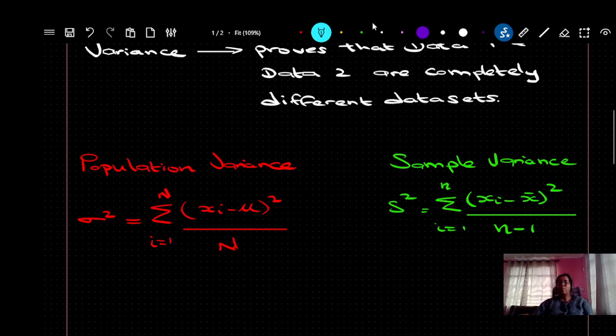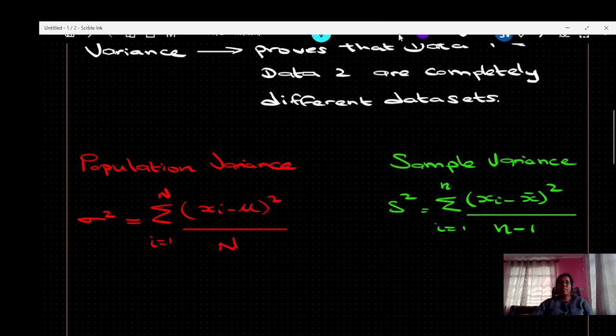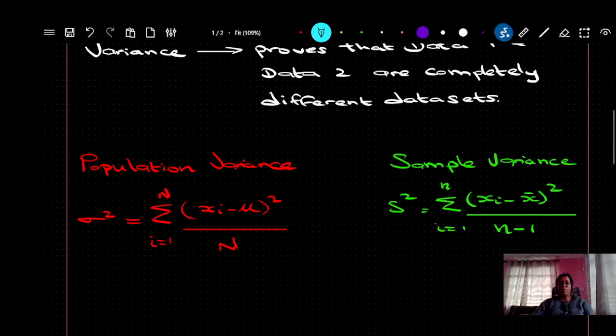There have been many mathematicians, many researchers who created this formula for sample variance because of some reasons, and they have come up with n minus 1. And we're going to do a special video for showing you why this n minus 1 was inserted in the sample variance formula. Okay, so this is for variance.